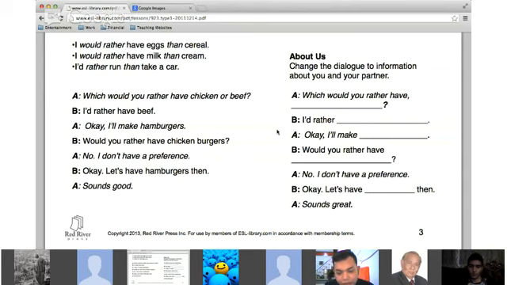Would you rather have a car or motorcycle? No, I don't have a preference. Okay, let's have a car then. That sounds good. Very good. And let's make sure that we're talking about food. Here you could say, would you rather have soda or water to drink? Doesn't have a preference. Well, let's have soda then. So we're talking about a dinner or lunch that we're having.